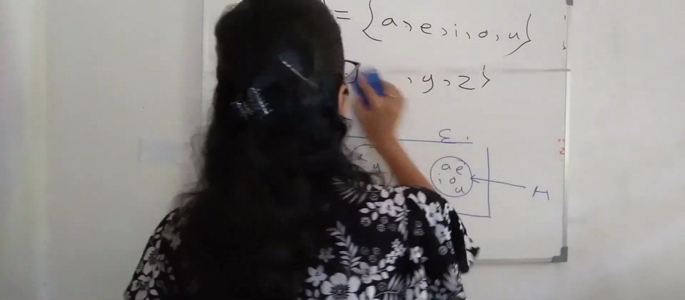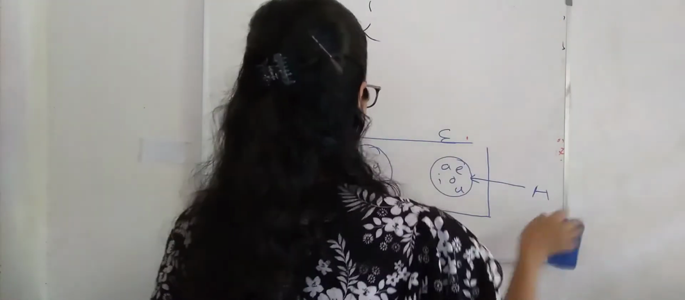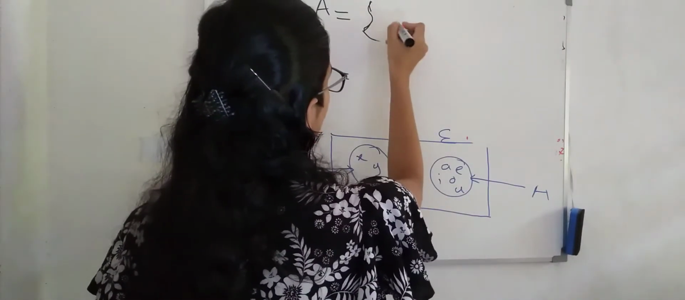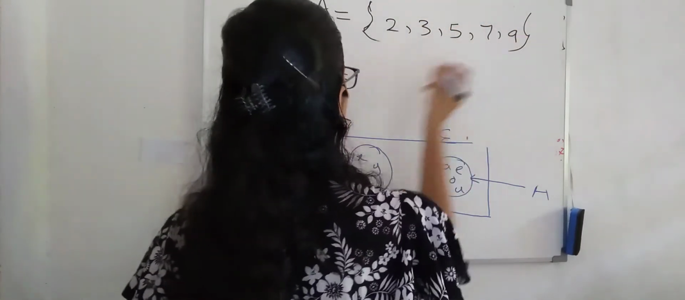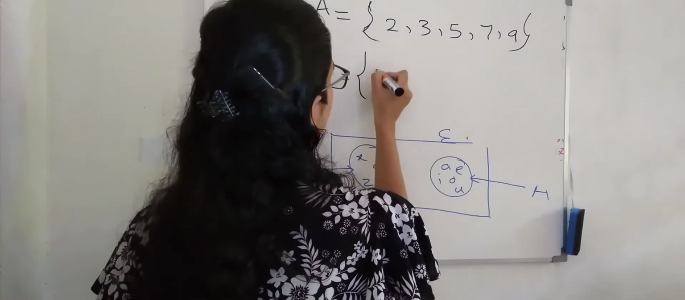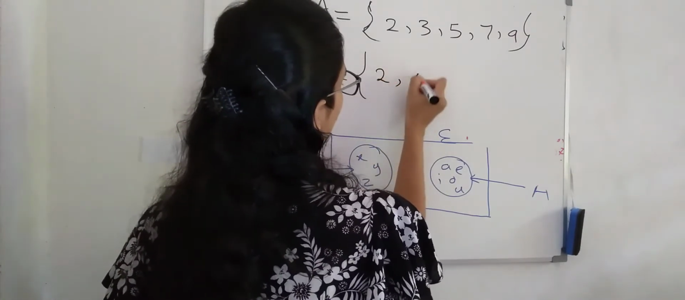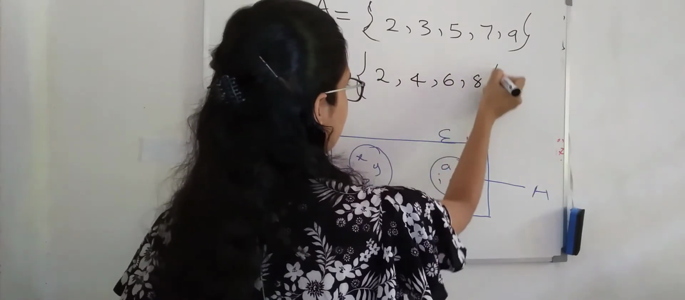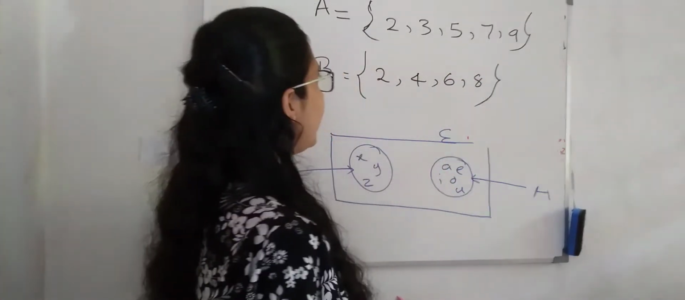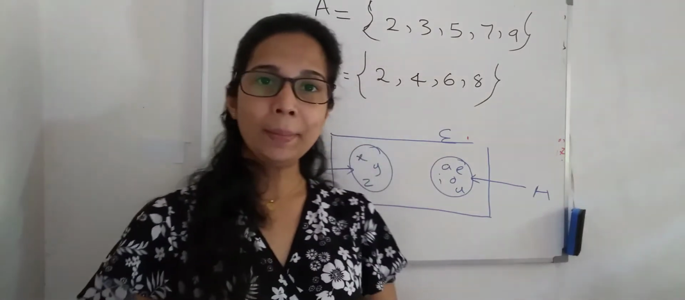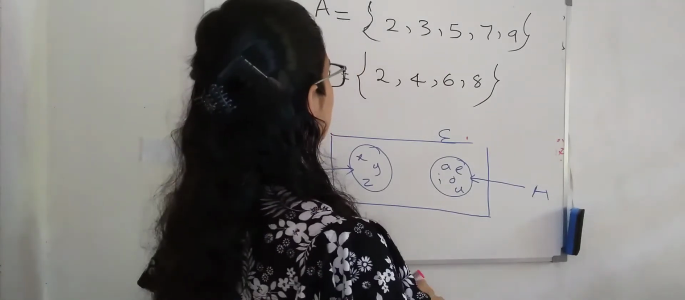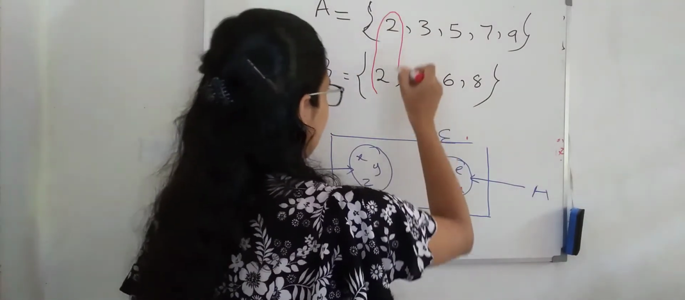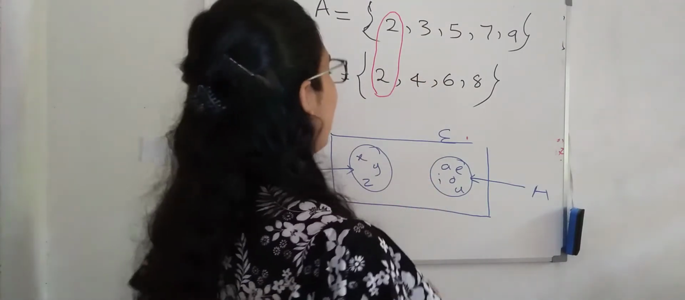Let's consider these two subsets, okay? The set A shows 2, 3, 5, 7, and 9. And the set B shows 2, 4, 6, and 8. Are there any common elements? Yes, there are. The number 2. This 2 is common to the set A and common to the set B as well.